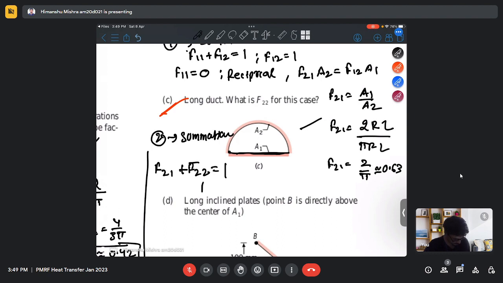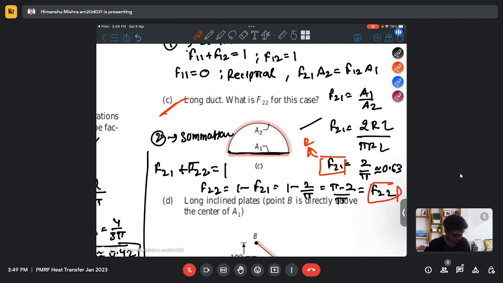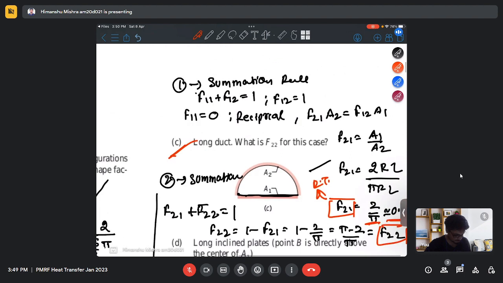Equal to 1, and my F22 will be 1 minus F21, which is 1 minus 2 by pi. So it will be pi minus 2 by pi. So this is my shape factor F22, and my F21 is got from the reciprocal theorem, which is 0.63 or 2 by pi, and my F12 is 1, which we got from the summation rule, or we can also use the inspection method just to save time, seeing that this is a flat surface and therefore all the radiation coming from surface 1 will be received by surface 2.